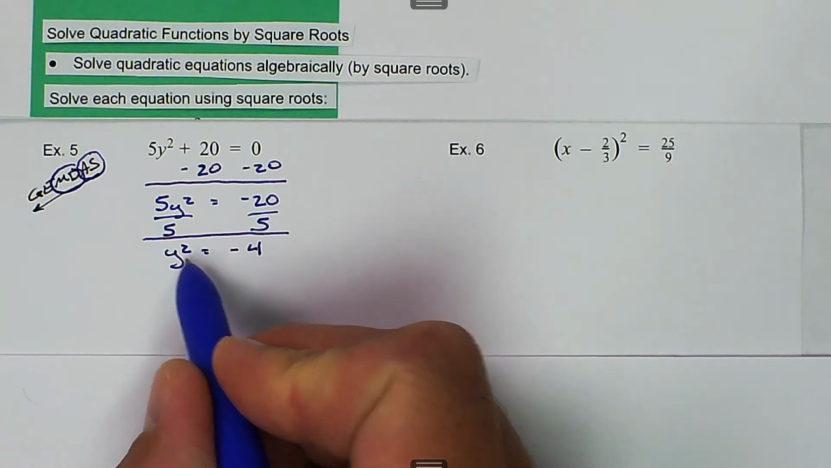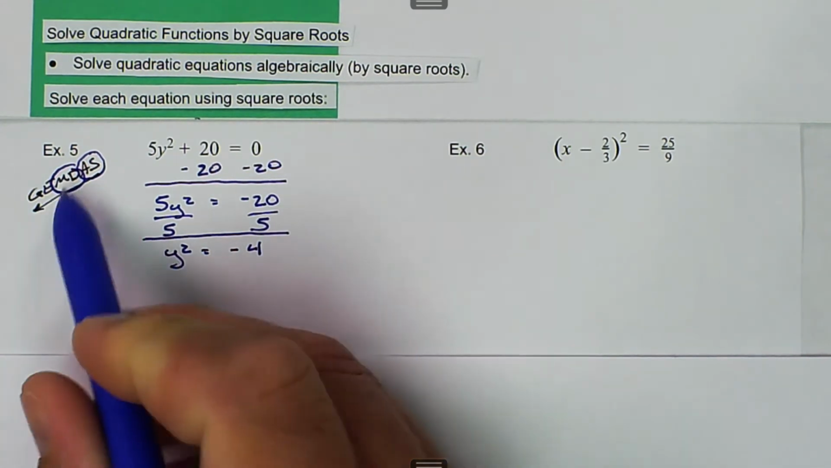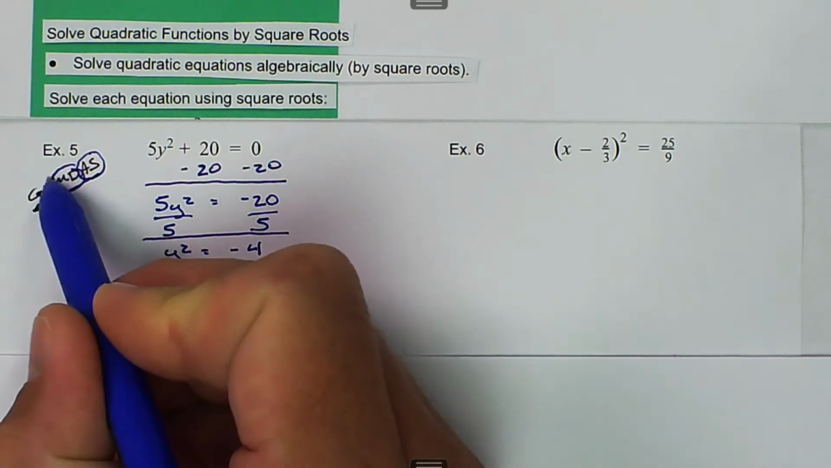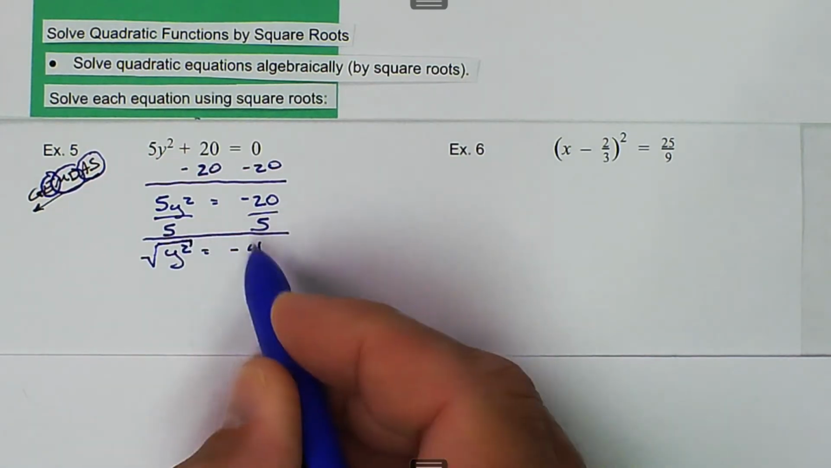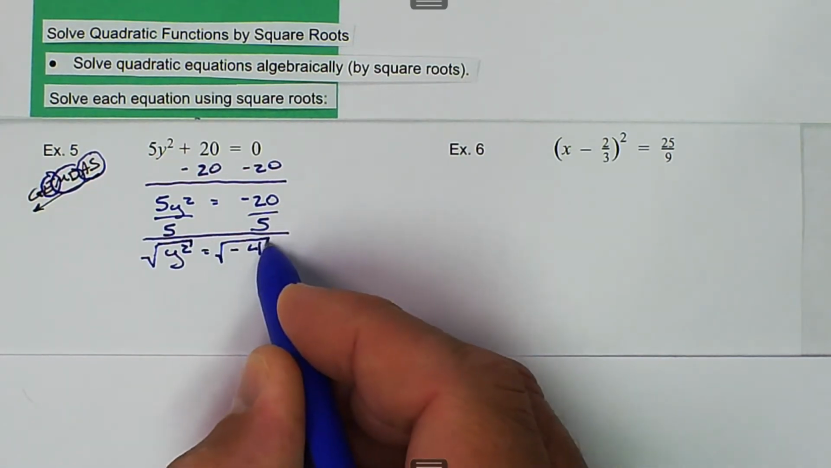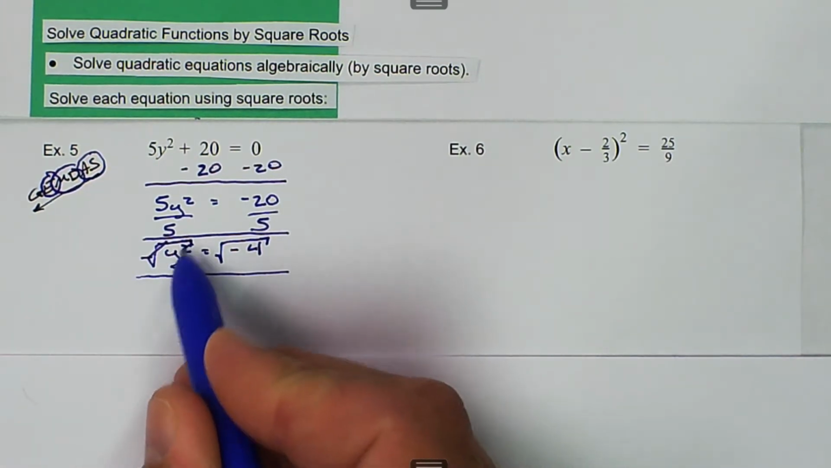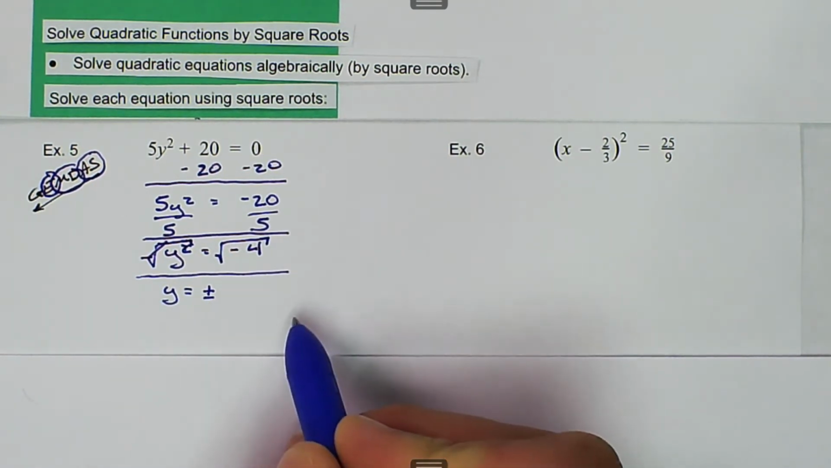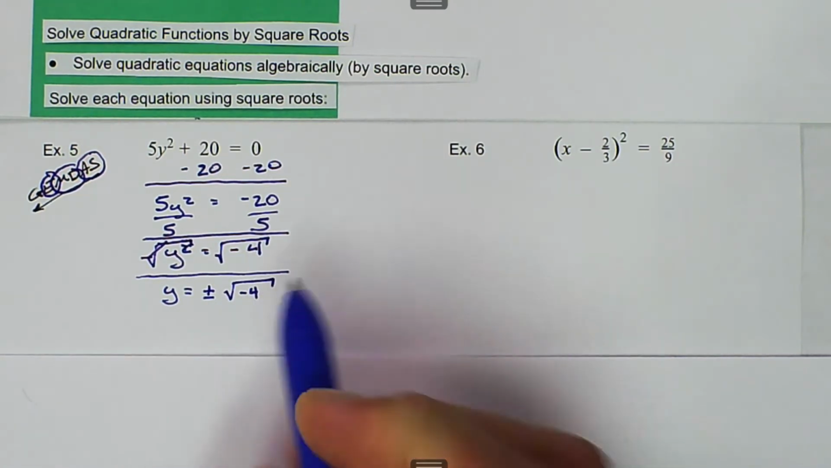And then we look at addition and subtraction, there's none. Multiplication, division, there isn't any. So now we see that we have an exponent. And in order to get rid of that squared term, we have to take the square root of both sides of the equation. And the square root cancels the square. And anytime that we solve using the square root, we have to say plus or minus. And then that's going to be the square root of negative 4.